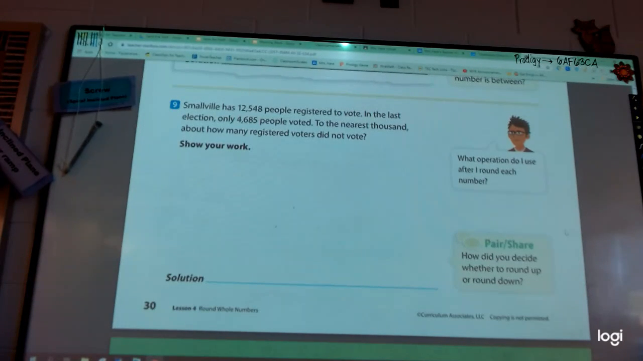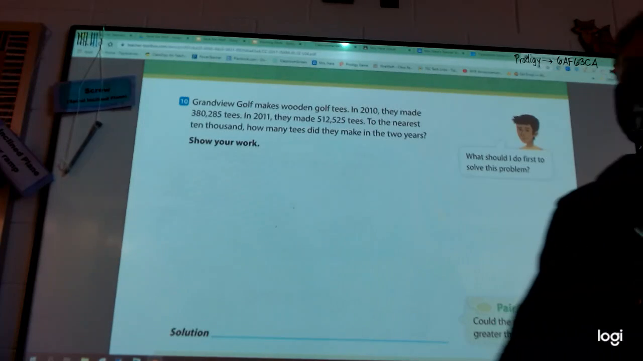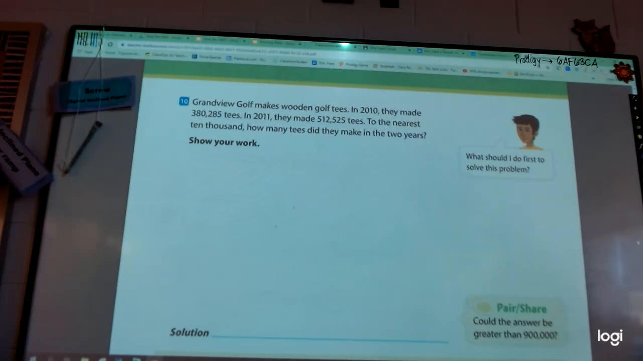All right, moving on down to question 10. Do I have a reader? Let's see. Madeline, nice and loud. Grandview Golf makes wooden golf tees. In 2010, they made 380,285 tees. In 2011, they made 512,525 tees. To the nearest 10,000, how many tees did they make in the 2 years?